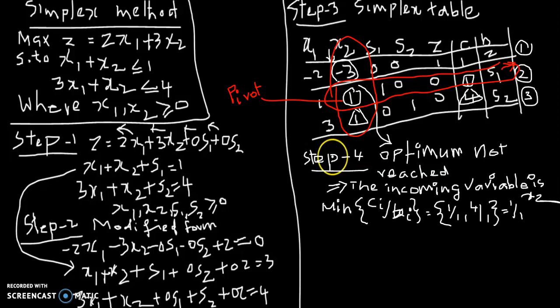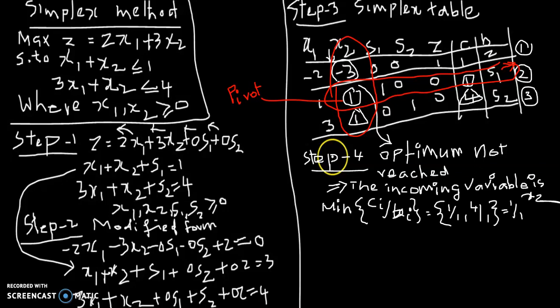We can replace this minus 3 or this minus 2. Minus 3 is a more negative number than minus 2. So our aim is to replace this, or to make it 0. To make it 0 means we can make this a canonical form. We can make it here 0, here 0, and here 1. So that is our aim. The incoming variable is x2.